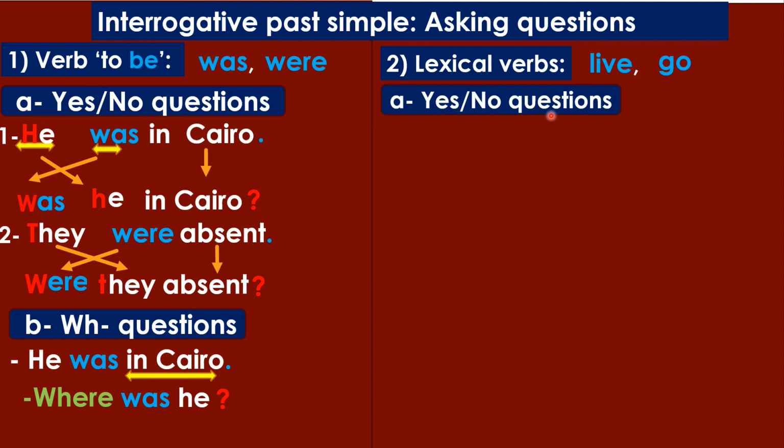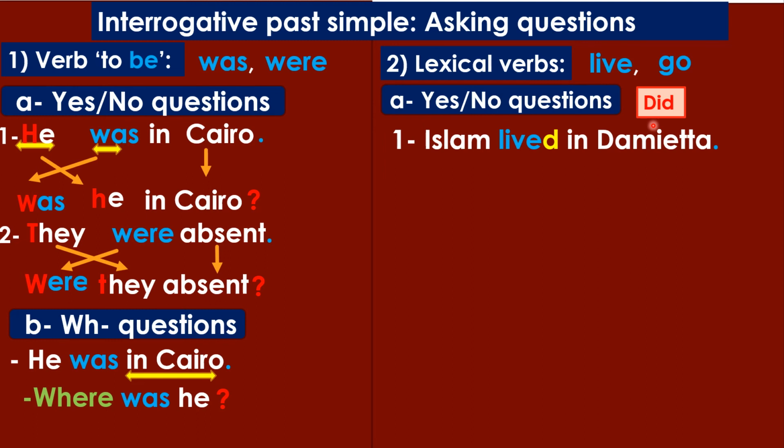Well, I'm going to start with yes, no questions. And in the case of yes, no questions, I'm going to use did. Okay, هبدأ بال yes, no questions أو الأسئلة اللي إجابتها نعم أو لا. في الحالة دي هستخدم did as a helping verb. هستخدم did كفعل مساعد. So, for example, if I have this sentence, Islam lived in Damietta.